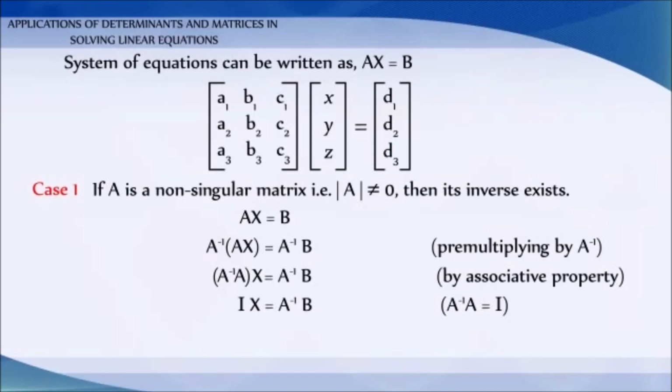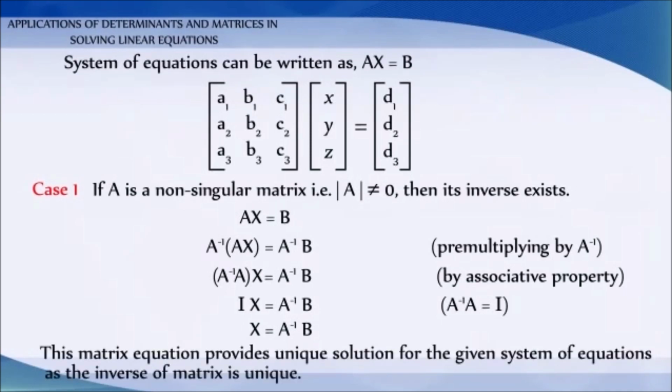So, we get I multiplied by X is equal to A inverse into B, which is nothing but X is equal to A inverse into B. This matrix equation provides a unique solution for the given system of equations as the inverse of a matrix is unique. This method of solving system of equations is known as the matrix method.